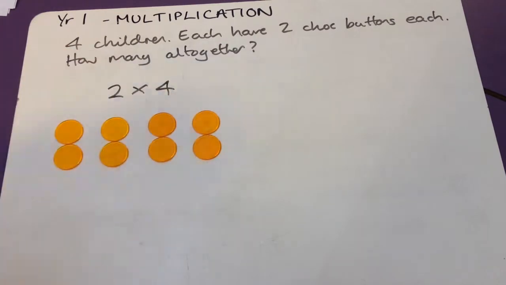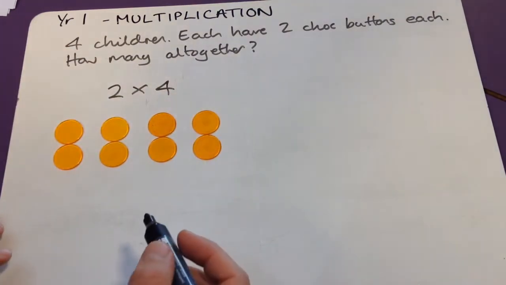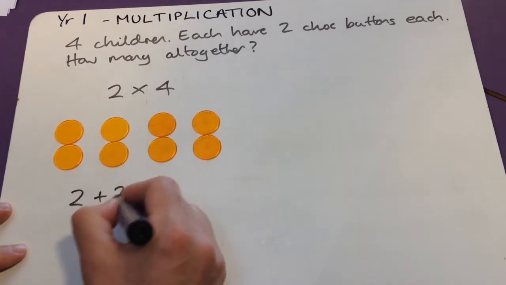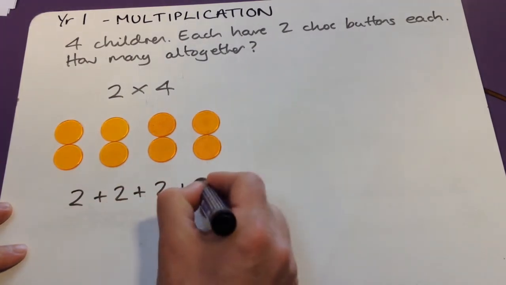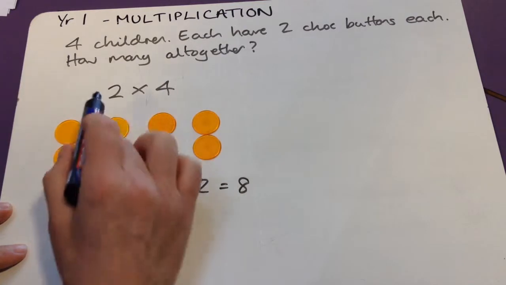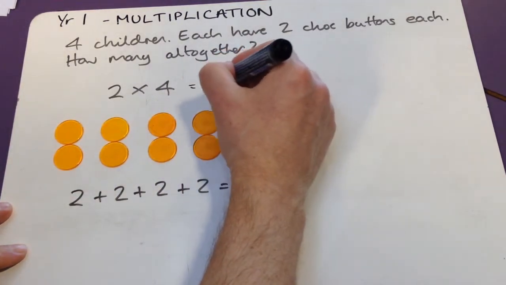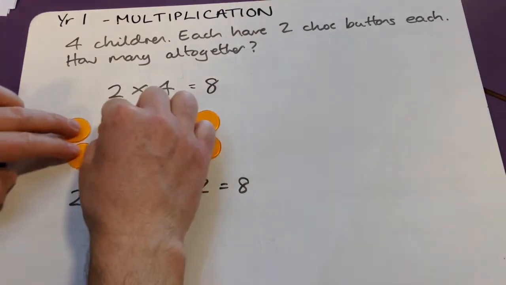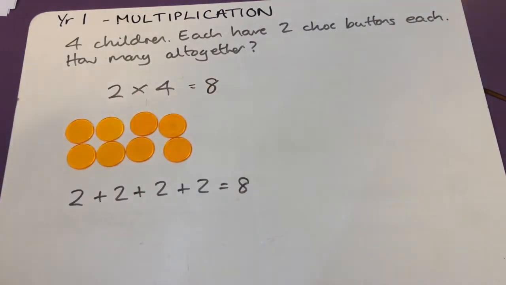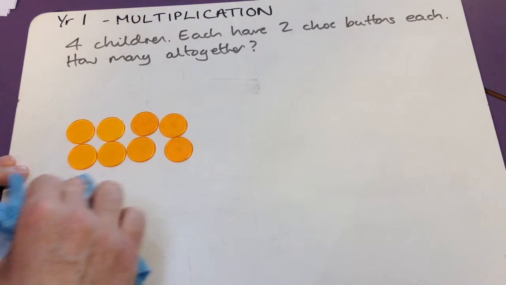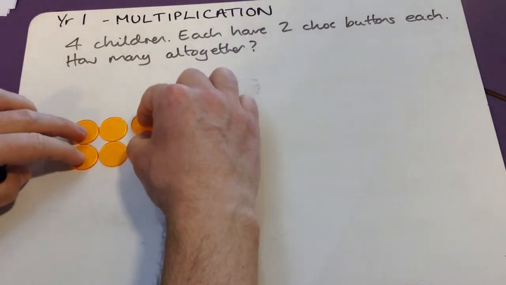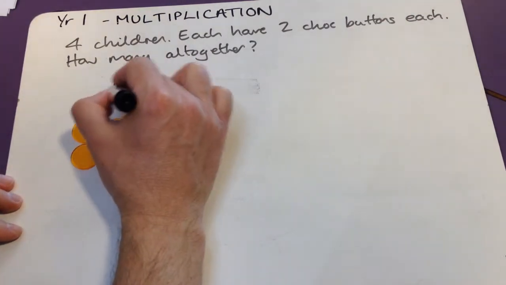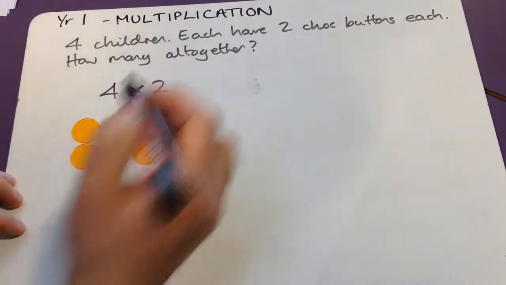1, 2, 3, 4 times. 2 things 4 times. This is also again repeated addition, so it's 2 plus 2 plus 2 plus 2, which equals 8. And 2 multiplied by 4 equals 8. We can also look at this array in a different way. We can swap the numbers around in our multiplication sentence, and we can look at it as 4 multiplied by 2.